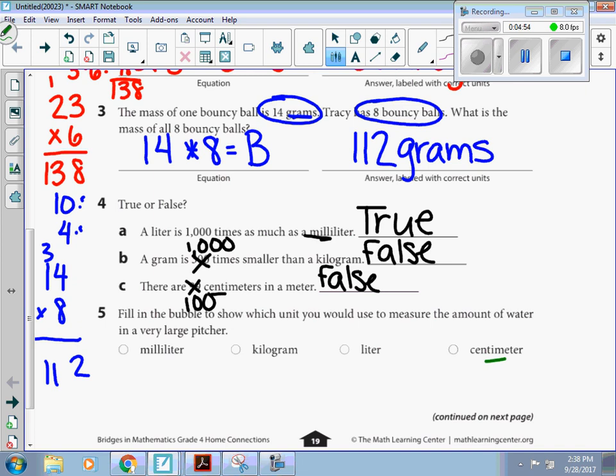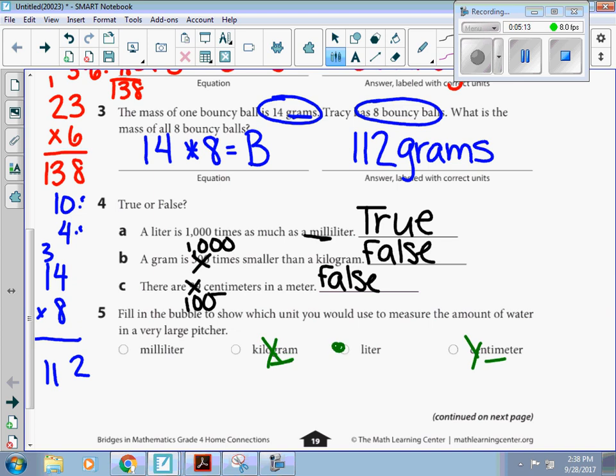That measures liquid. I have kilogram, that measures weight. I don't want the weight of the water. And then I have milliliter, which also does liquids. So then I need to figure out liter or milliliter. Well, a milliliter is really, really tiny, and this says I have a very large pitcher.